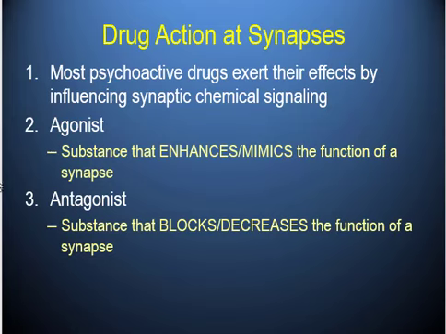And I'll show you an example, and I'll talk you through some of these as we move into some of the different kinds of substances. But basically, agonists enhance and make the synapse work better or more effectively. So it's going to feel like you're probably sped up. Antagonists block or decrease the function of a synapse, so it doesn't work as well. And I'm going to show you an example of this in just a minute as well.